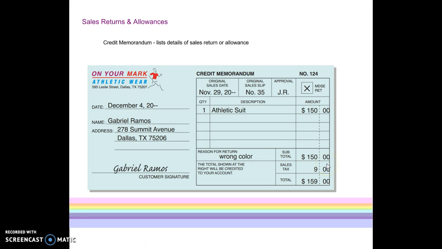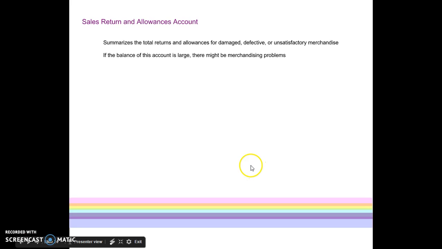So in this case, we have what's called a credit memorandum. This is the source document that's going to be used in these cases. A credit memorandum from customer Gabriel Ramus, I believe is how you say his name. He had submitted a credit memorandum to us for an athletic suit for $150, and of that $150 that he paid, he was charged $9 of sales tax, meaning the total credit needed is $159. So the question then becomes, when we have this credit memorandum in our possession, how do we transact it and account for it in order to update our records?